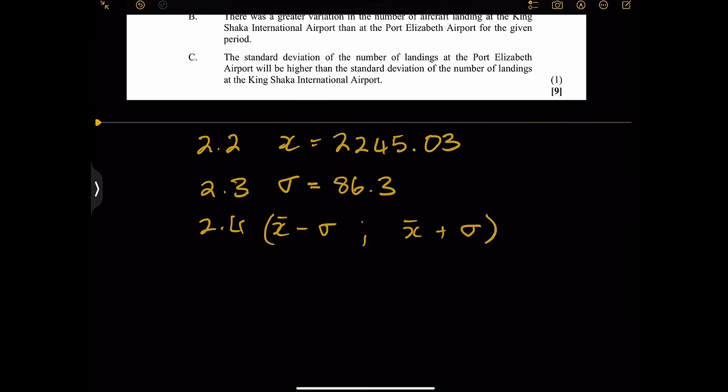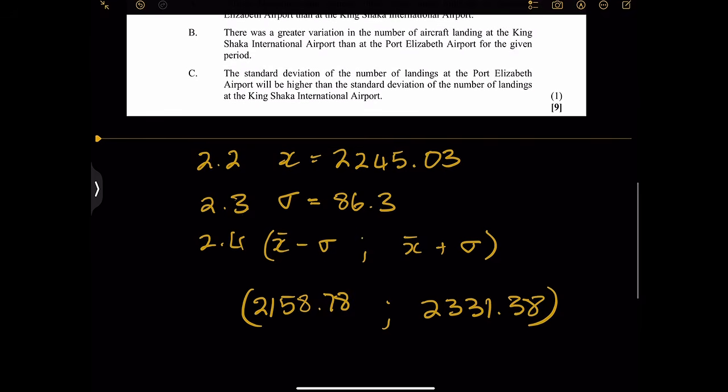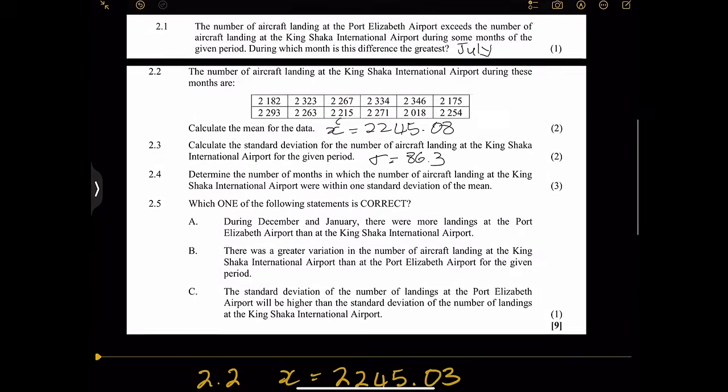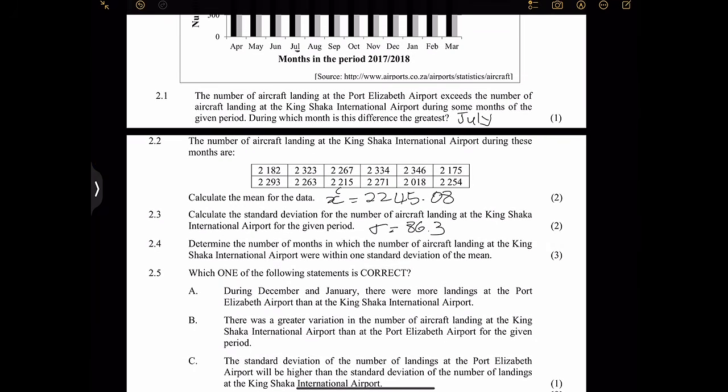When I calculate it there, I get a value of 2158.78 and 2331.38. So what should I do? I must look for values that are between these boundaries. Remember, they said within one standard deviation.